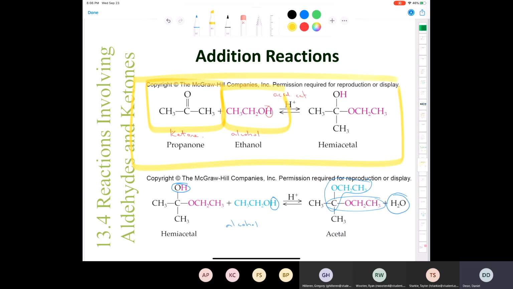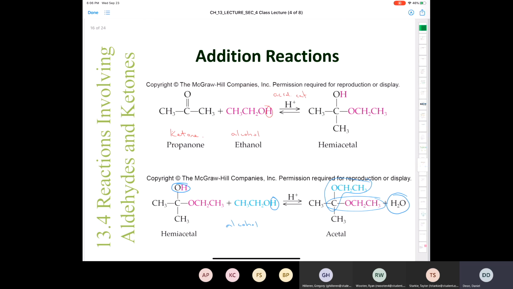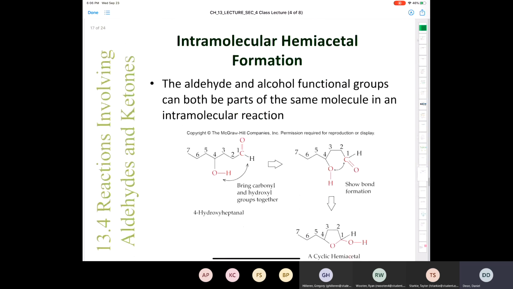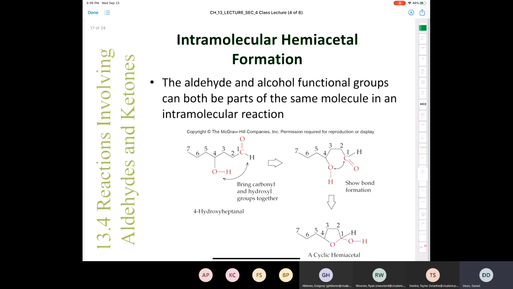Just like international is a relationship between more than one country, if I have an intranational relationship, that means it's inside the same country. And so if I have an intramolecular hemiacetal formation, that means that the hemiacetal is being formed inside the same molecule. How would that even happen? Well, you have to have a molecule that has an alcohol and an aldehyde or a ketone in the same molecule.